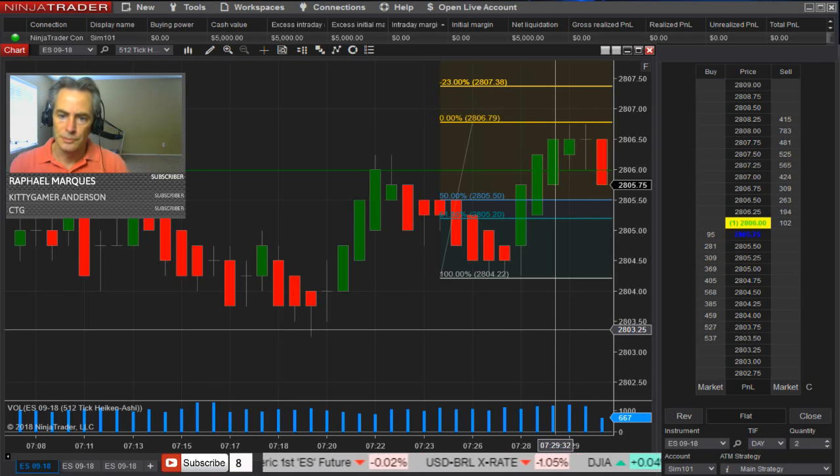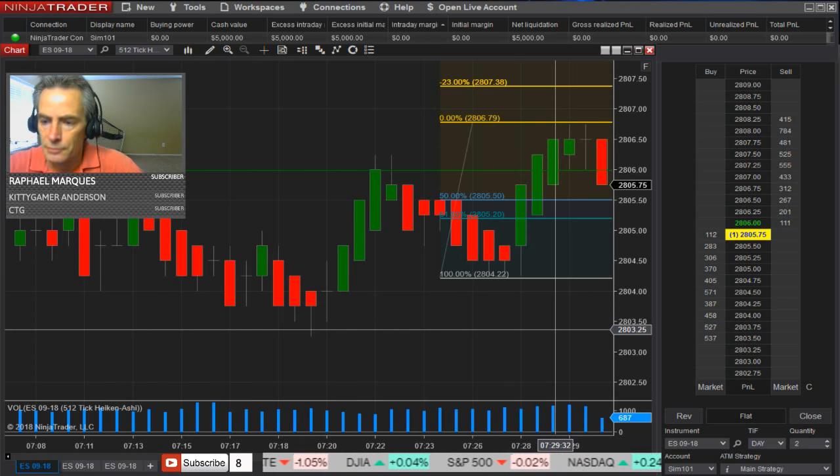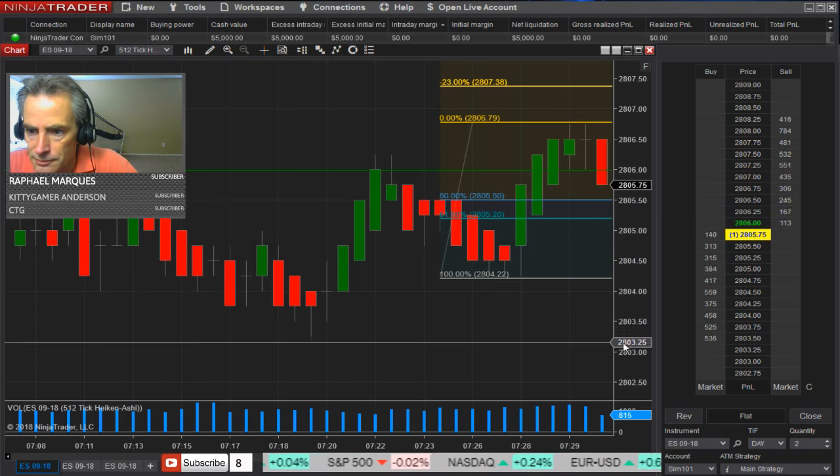Sorry about all the zooming and moving. I'd like to keep the chart a little bit bigger so people watching on their phones can see the price areas.